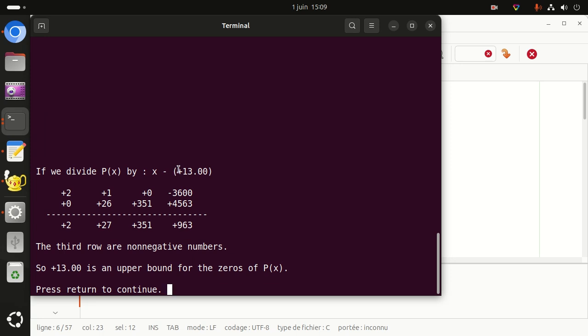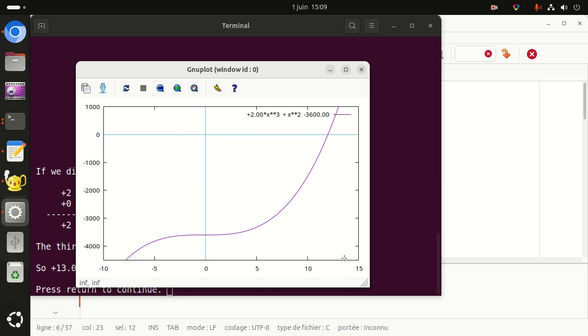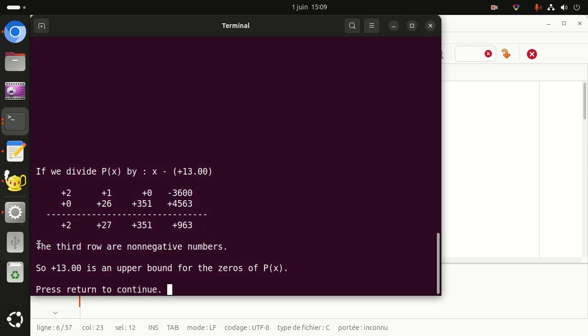Now I have chosen 13. 13 is here. The first row are non-negative numbers. All the coefficients of the first row are positive. So 13 is the upper bound for the roots of p of x.